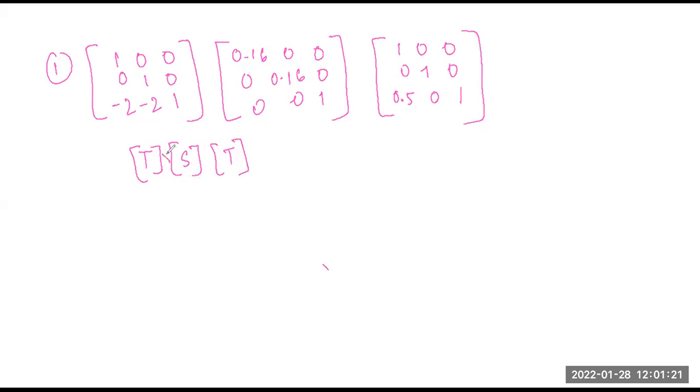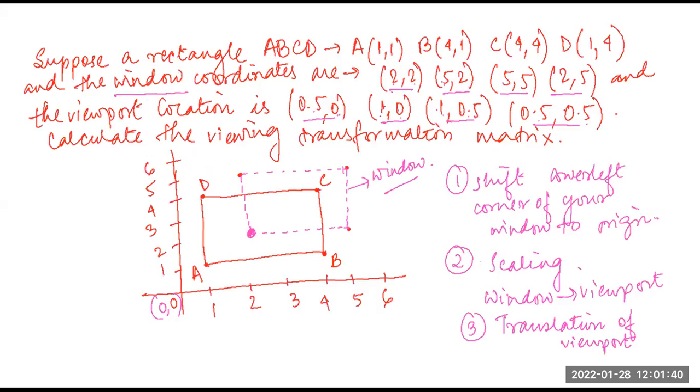So when I will multiply these three matrices, I will get a certain result. Now that result will be my window to viewport transformation matrix answer. This is the way how you solve. Okay. So your motto is, whenever a sum will be given to you, the window coordinates, the object coordinates, the viewport coordinates, everything will be provided to you.